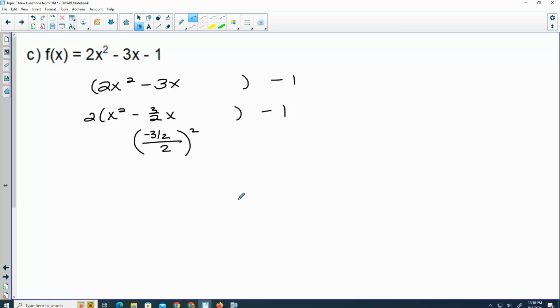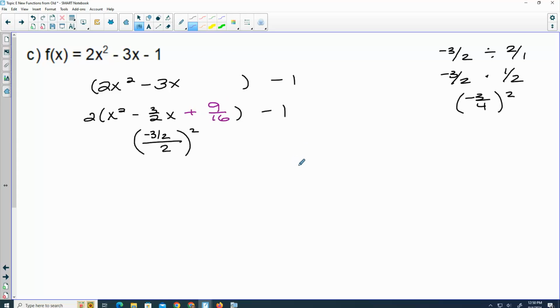What's negative 3 halves divided by 2? Remember, negative 3 halves divided by, this is like 2 over 1. So you gotta flip it. To divide fractions, you flip and multiply. So that's negative 3/4. And when you square that, that becomes 9 over 16. So plus 9 over 16.